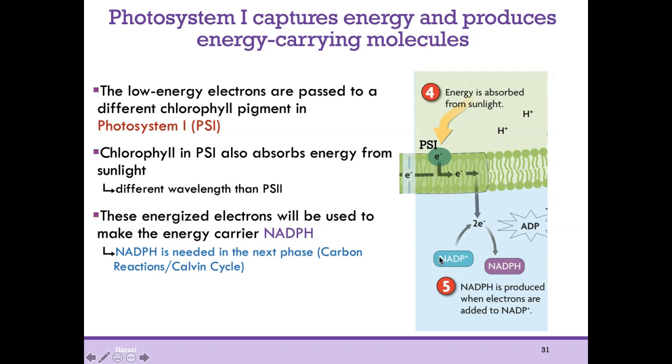So remember, NADP plus is a cofactor. It's like an energy carrier. It's like the empty, uncharged battery. So we can use these excited electrons from photosystem 1, and NADP plus can hold onto it and become the higher powered NADPH. And NADPH is needed in the next phase of the carbon reaction. So that's what happens at photosystem 1. We're making NADPH. We use those electrons directly to reduce NADP plus into NADPH.